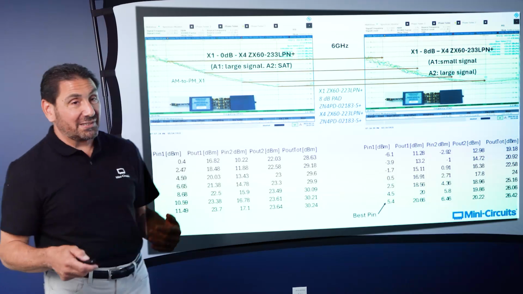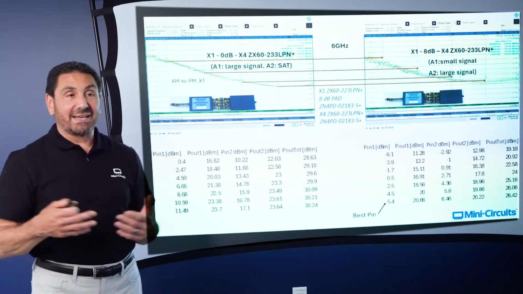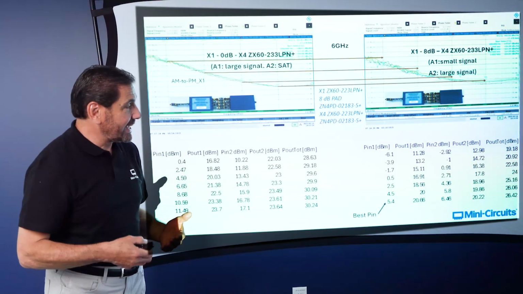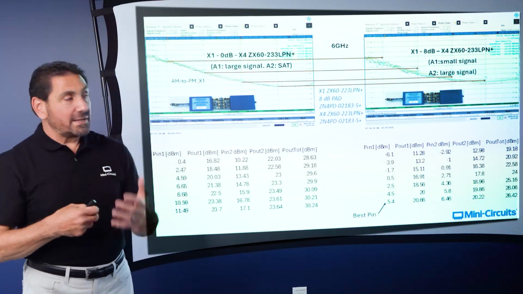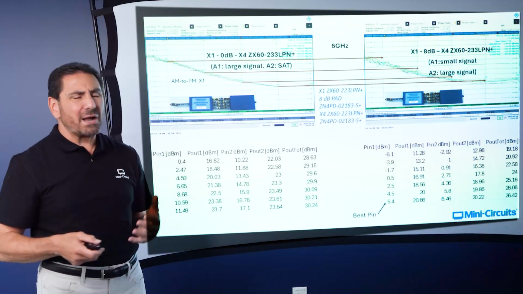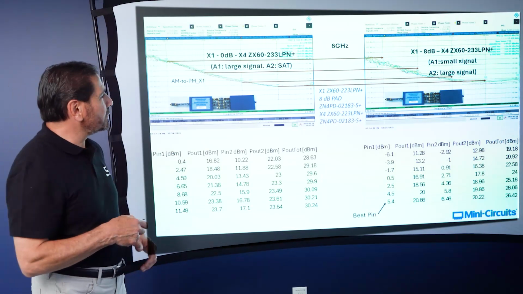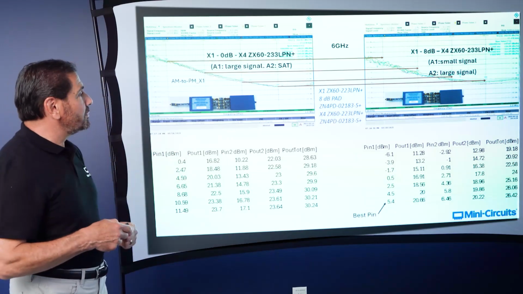That's a pretty high power level for any mixer. I can put a pad and I can adjust that output power to anything I need that's less than that. So because we're still seeing some compression effects, my output power is not going to vary by that much, and that's important to note. So this is really a big improvement.